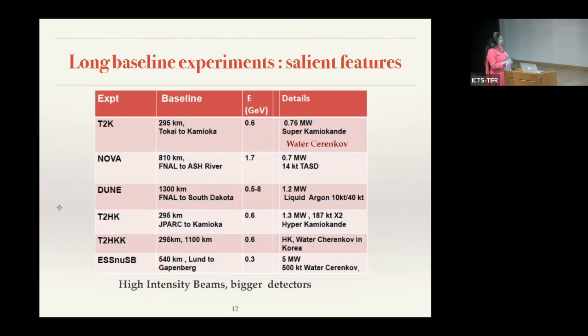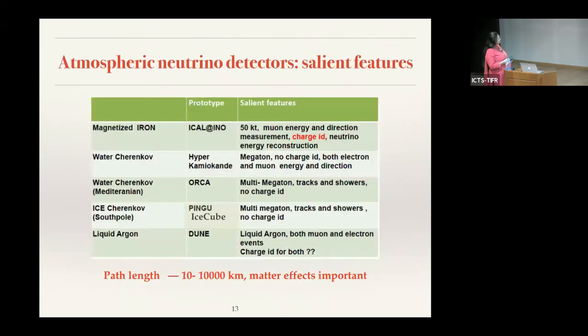The salient feature of the long baseline experiments is that these are mostly less than 1,000 kilometers, excepting DUNE, which is 1,300 kilometers. And what we have done is we have gone to high intensity beams and bigger detectors. And these are the atmospheric neutrino experiments: water Cherenkov, liquid argon, and magnetized iron. I know there will be a separate talk, so I won't talk much about it.